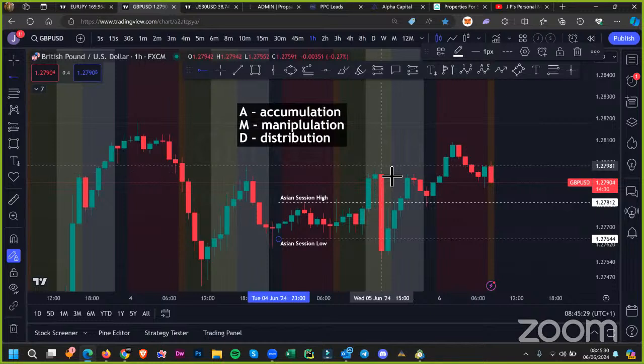Okay. The market was manipulated up here, and within that session we've seen a push down. So within that session, the market was manipulated, ran in the opposite direction, and then ultimately we're looking at distribution. And then the market from this point here gets distributed higher up into these levels.